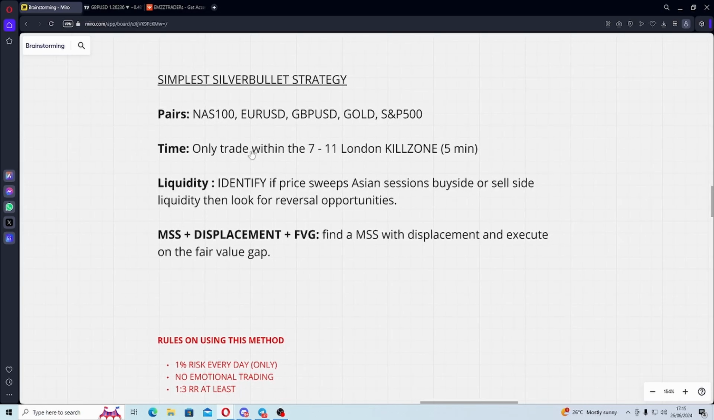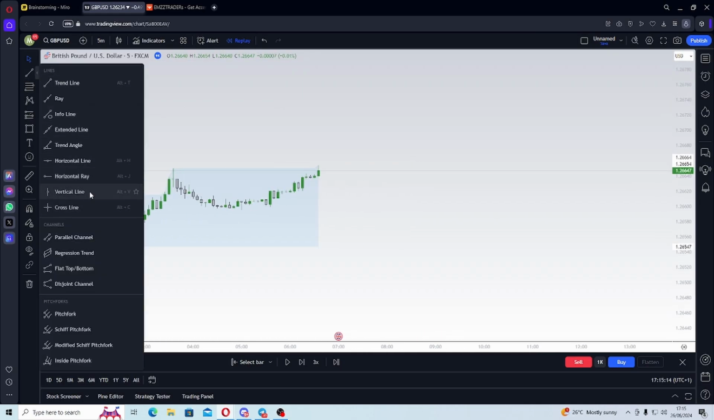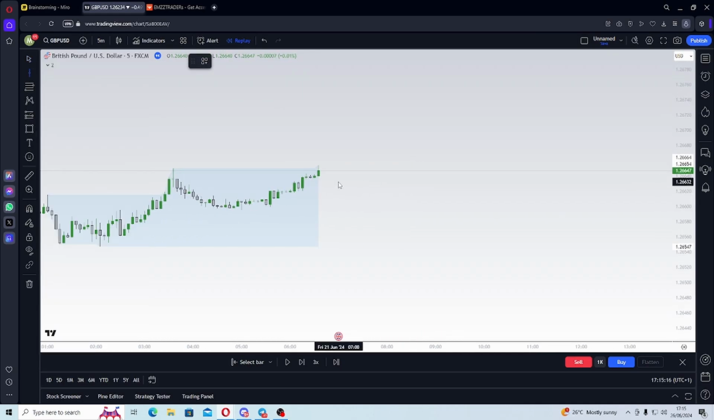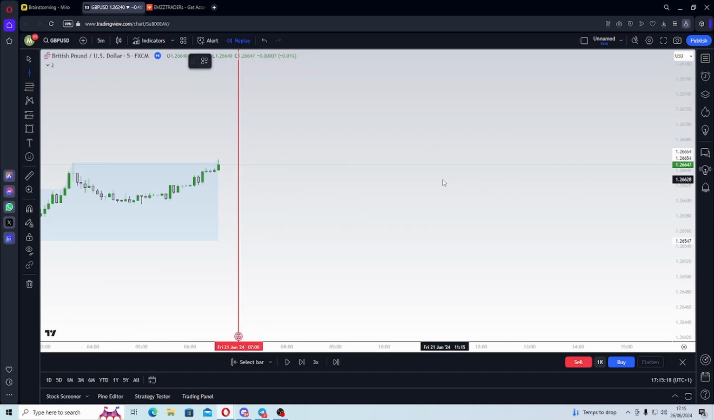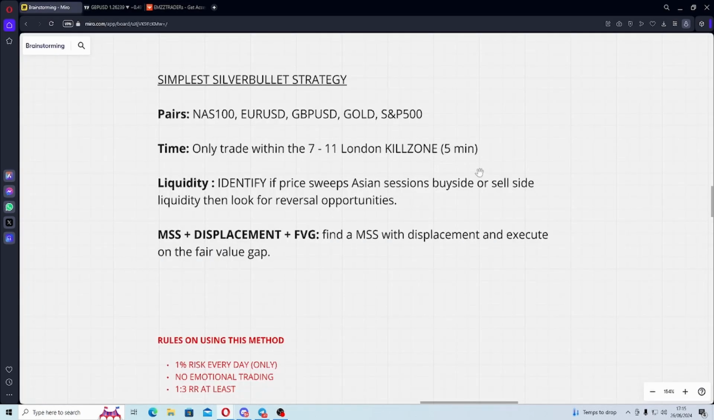So you need to only trade within the 7 to 11 London kill zone. This is where the most volume actually happens, okay? Listen to me carefully. This is where the most volume actually is. So you actually need to mark out your 7 to 11 exactly like I'm doing here. Once you've done that, make sure you're on a 5-minute time frame.